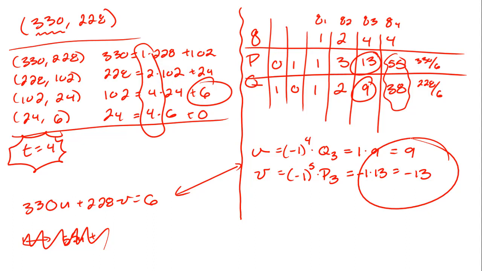So if you wanted to go back and check, you can in fact see that if you took 330 and multiplied it by 9, you'd get something like 2,970. And if you added that to 228 times -13, it does in fact kick out that final answer of 6. That is, 330 multiplied by 9, plus 228 with a -13, does in fact kick out a 6. So yay, it does work.